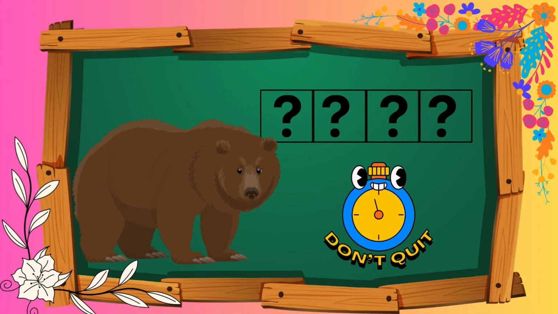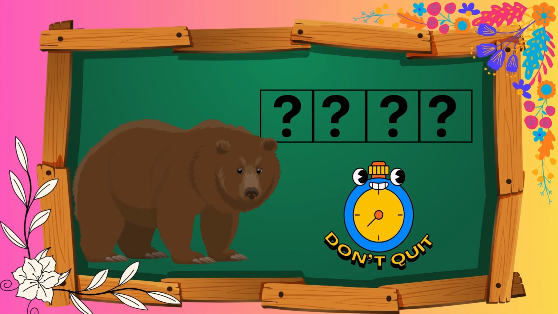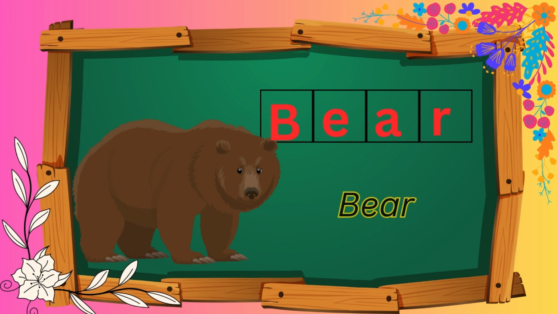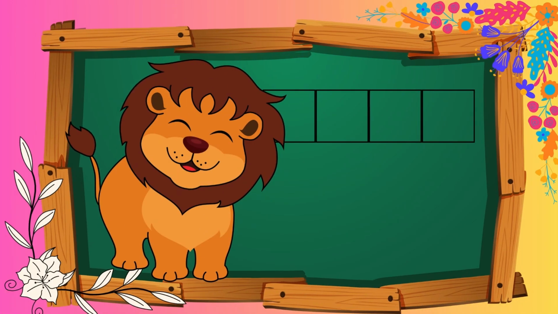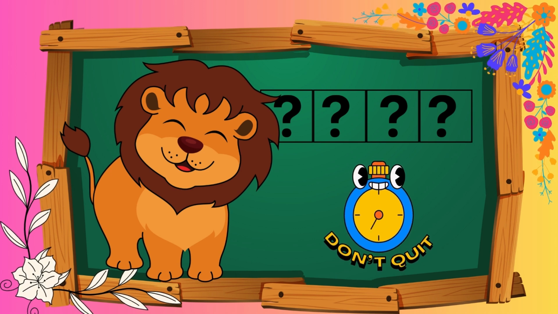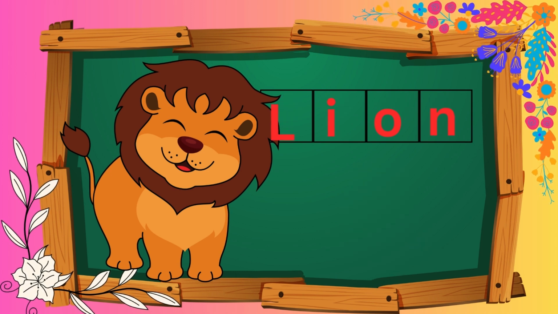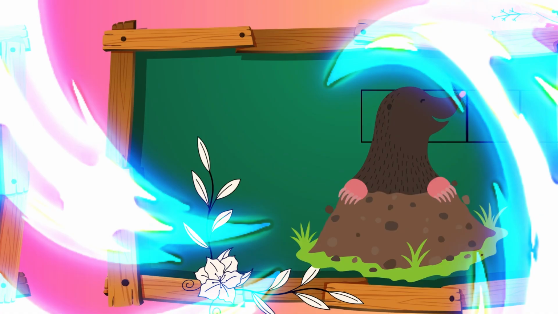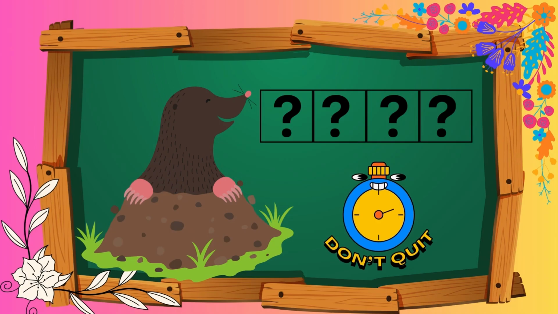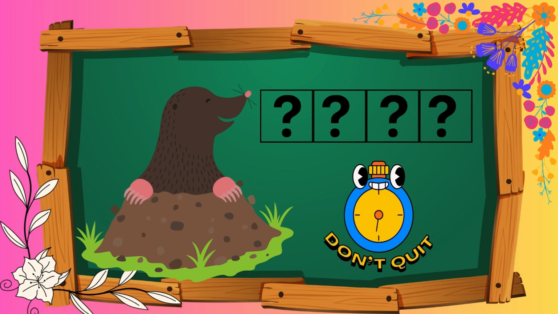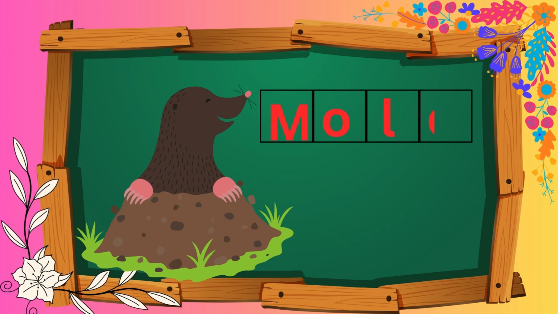Can you spell the word bear? B-E-A-R. Can you spell the word lion? L-I-O-N, lion. Can you spell the word mole? M-O-L-E, mole.